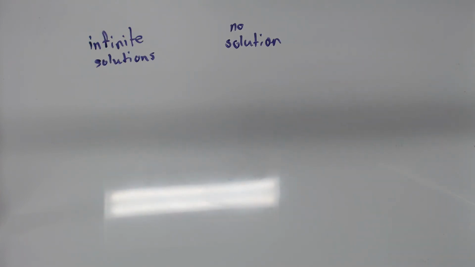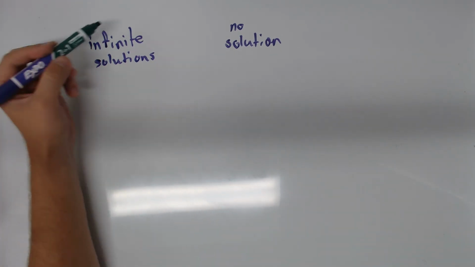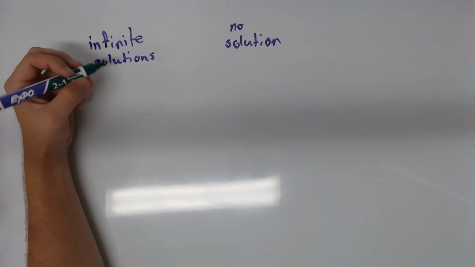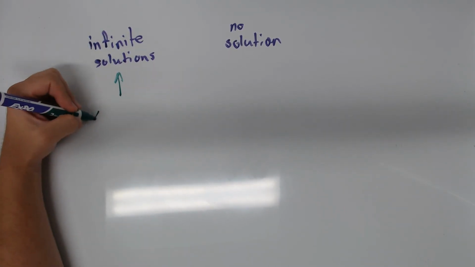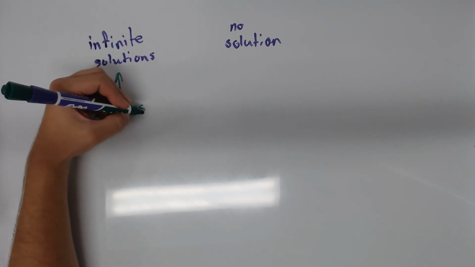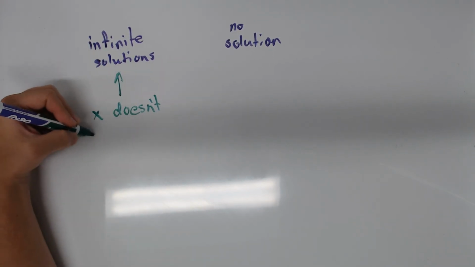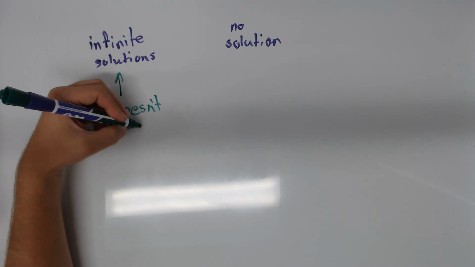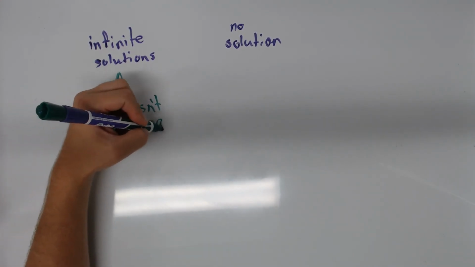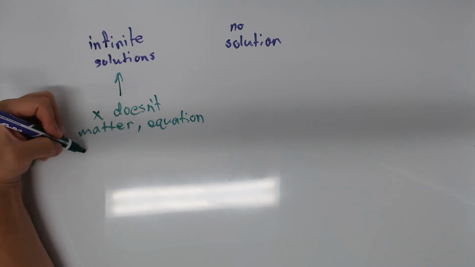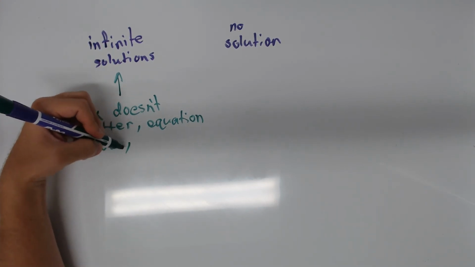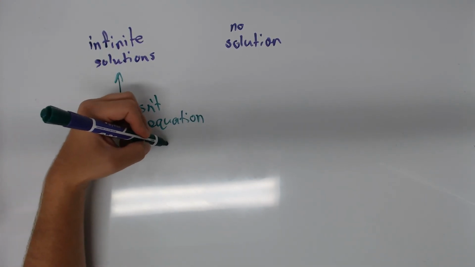The next little idea we're going to cover now that we have x showing up on multiple sides is we have the possibility for infinite solutions or no solution. So infinite solutions is going to happen when x doesn't matter and the equation always works. No solution is the exact opposite. x doesn't matter, but the equation never works.